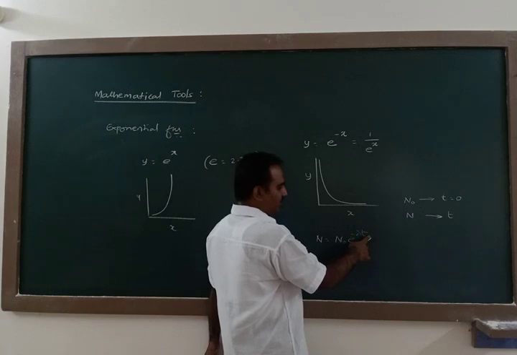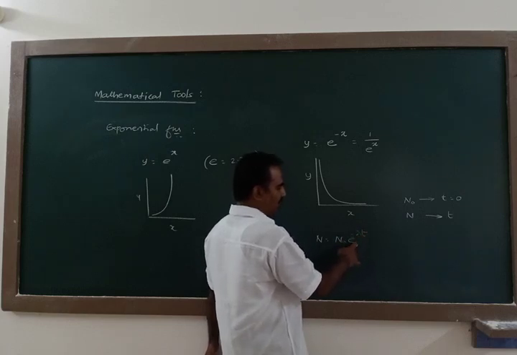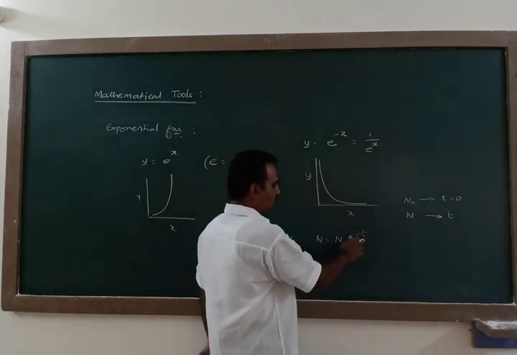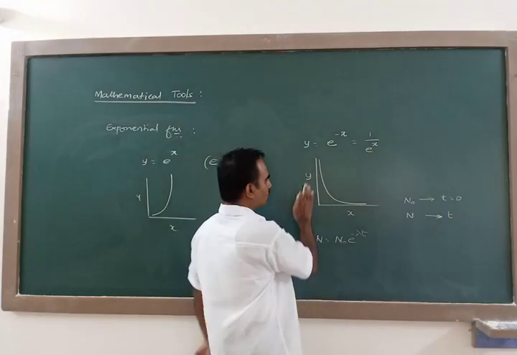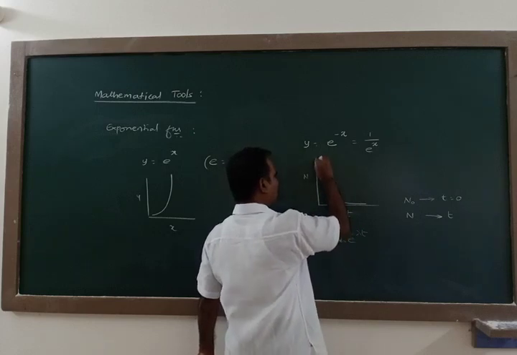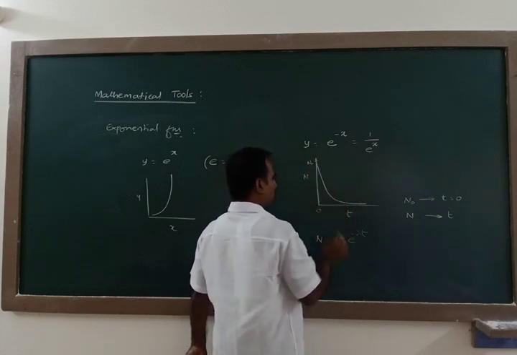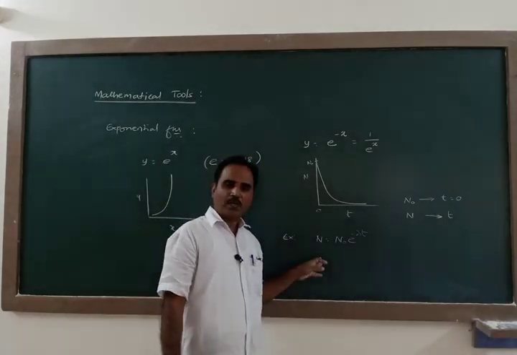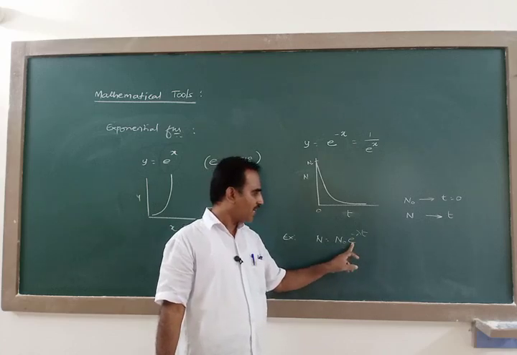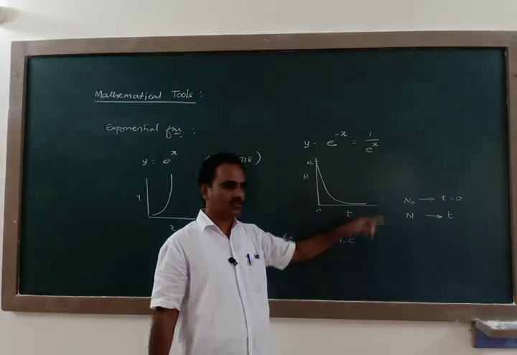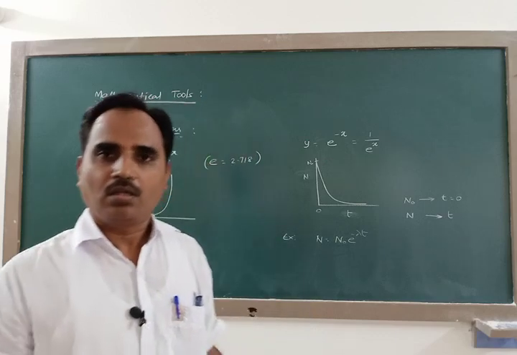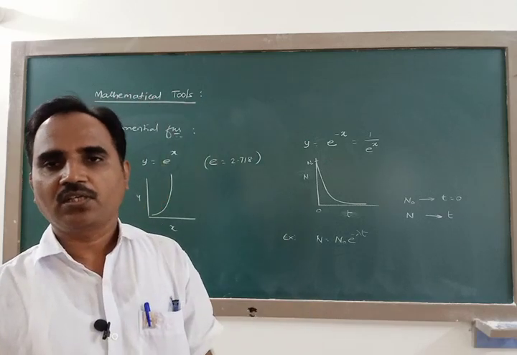As time increases, e to the power of minus lambda t will decrease, so n decreases. So if I plot a graph of n versus t, I will get this type of graph. This being exponential decay, the graph would be like this. So you come across these exponential functions in the study of physics.